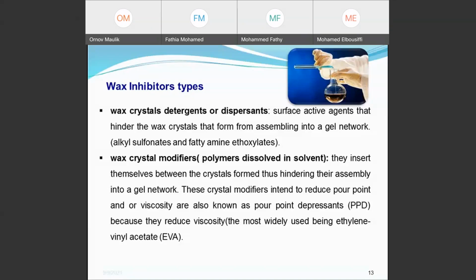The job of these wax crystal modifiers is to insert themselves between the crystals. These work like a pour point depressant; they mainly reduce only the pour point and sometimes viscosity. The most widely used is ethylene vinyl acetate. So in this research that I'm going to continue, we focus only on wax inhibitors. We choose wax crystal detergent, one of them, and wax crystal modifiers.